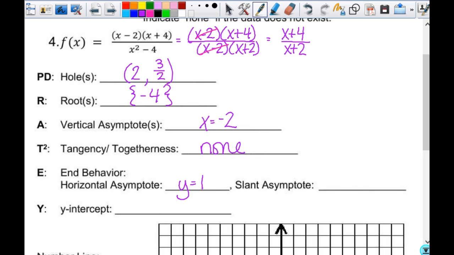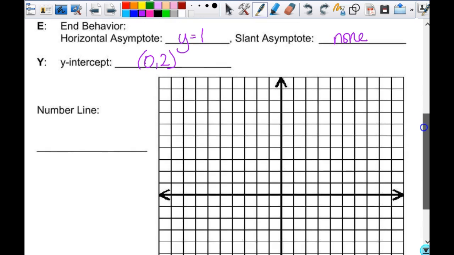And since I have a horizontal asymptote, I cannot have a slant asymptote because it can't be tied and 1 degree higher in the numerator at the same time. Y-intercept is going to be at 0, 2. Okay, I think y'all are doing okay picking the parts. I think that most of that's a review from Algebra 2 anyway, so I think you're good on that stuff. All right, so then I got to look at my number line.